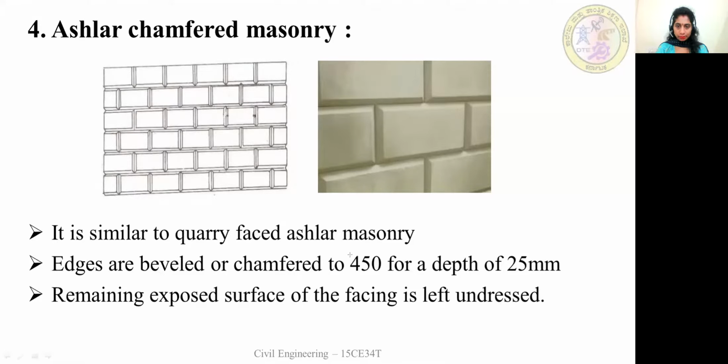See here, it is printed as 450. See, there's a printing mistake here. So this has to be 45 degrees. This is 45 degrees for a depth of 25 mm. Chamfered, we already know, means an inclined face, inclined to the angle of 45 degrees. The remaining exposed surface of the facing is left undressed with a projection restricted to only 80 mm.